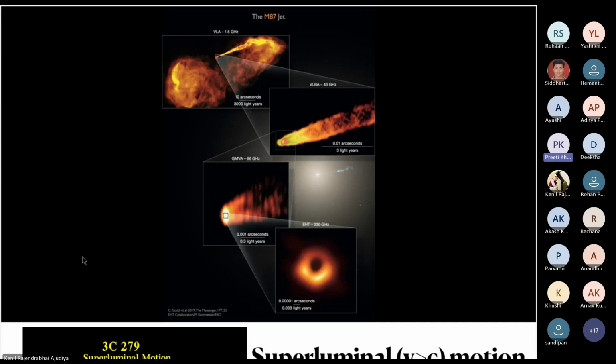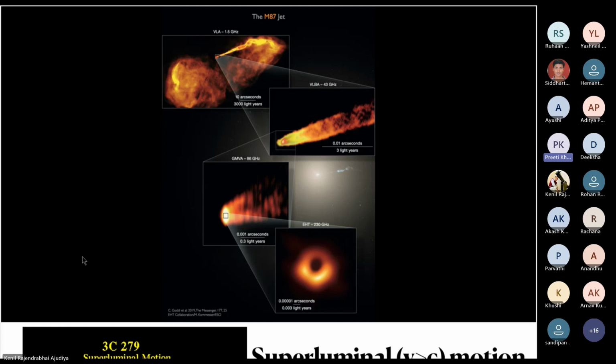So now this is the rather famous AGN called M87, Messier 87, and this was the one which had the first black hole shadow revealed by the Event Horizon Telescope. Okay, so there are four panels here. Let's just go through those.